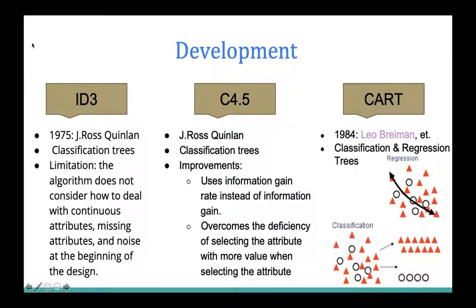In 1975, Quinlan invented ID3, but this algorithm has some limitations. It didn't consider how to deal with continuous attributes, missing attributes, and noise. Subsequently, Quinlan designed the C4.5 algorithm for the deficiency of ID3, introducing the concept of information gain rate. It overcomes the problem that ID3 can't handle missing attributes and continuous attributes, which makes the algorithm more efficient and more applicable. CART is another algorithm, invented in 1984, for both classification trees and regression trees.